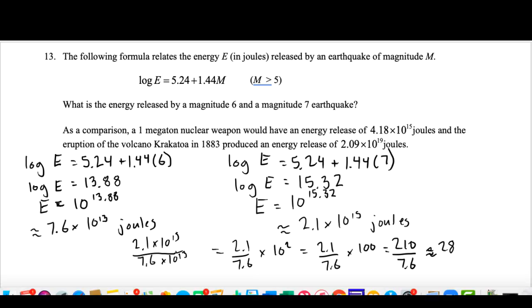So for this section, that is it. So we'll go ahead and wrap it up here.